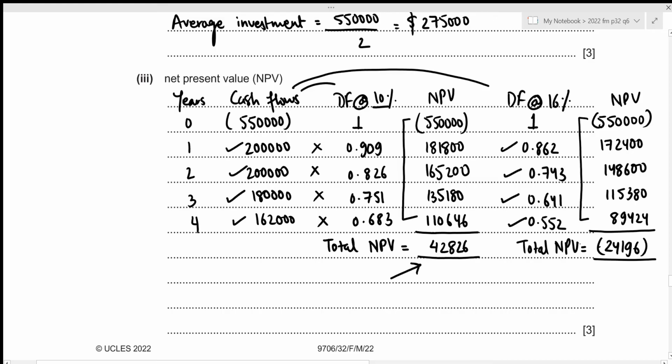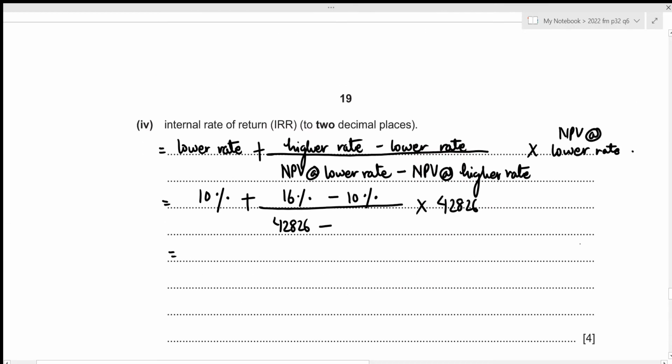Alright, so let's copy this amount into our formula for internal rate of return. And we need to subtract that amount. But remember that the amount is already a negative value. So two negatives make a positive. So that will be plus 24,196. Now this gives our internal rate of return the value of 13.83%.